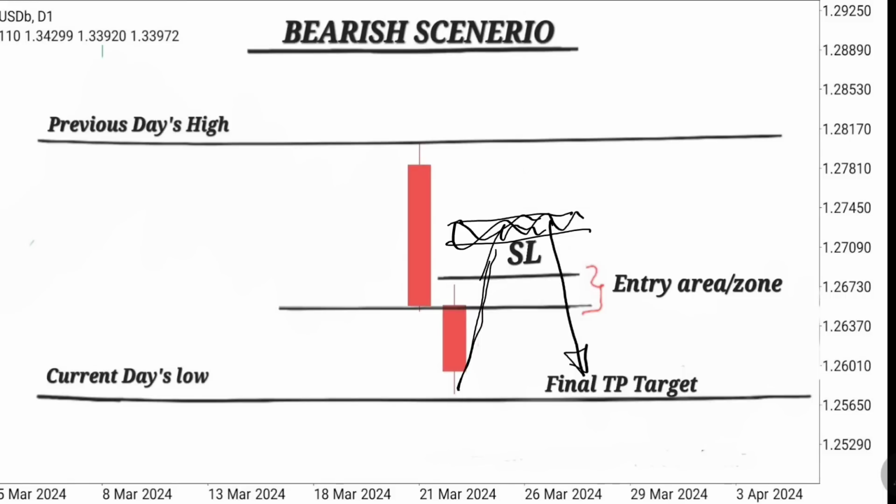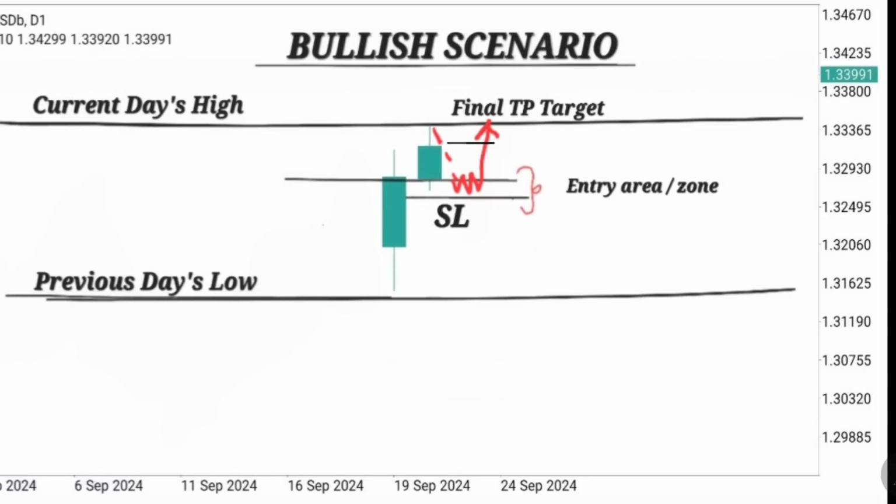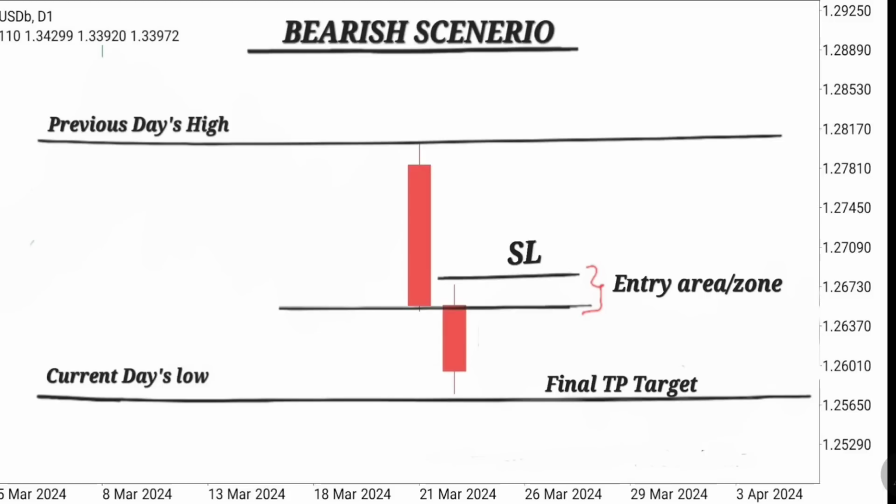But on no account should you trade a sell when the previous day's high is broken, because if the previous day's high is broken, the market could just retest and buy instead of selling. So this setup is invalidated if the previous day's high for a bearish scenario is broken, and for a bullish scenario, the setup is invalidated if the previous day's low is broken, because this could just be a retest and a sell. I just thought I should clarify that.